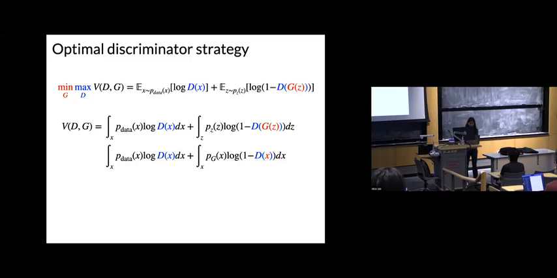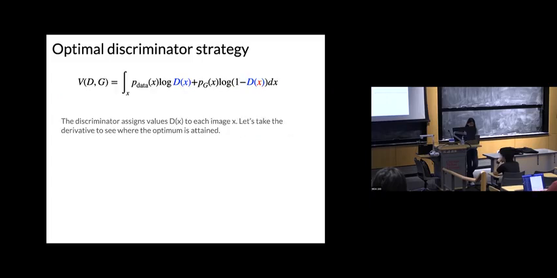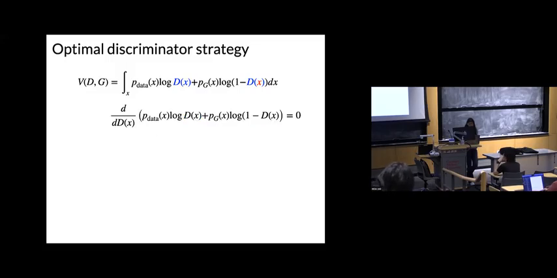Okay, so since we have these two integrals, we better combine them into one. And let's try to see first what the optimal discriminator would do. So let's forget about the generator that generates those red X's and just look at D, the discriminator. The discriminator assigns scalar values D of x to each image. Let's take the derivative to see where the optimum would be attained. So let's take the quantity inside the integral and differentiate with respect to D of x. This is something very easy to compute.